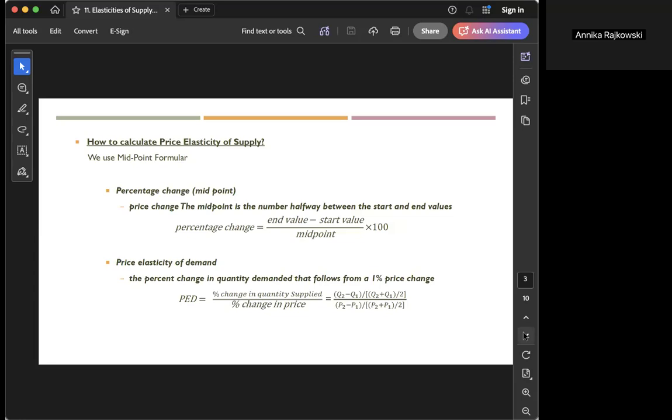calculating percentage change correctly, because I've seen a lot of students not able to calculate their percentage correctly. To avoid getting different answers depending on which direction we're moving, we use the midpoint method here as well. The midpoint is simply the average of the starting value and the ending value.